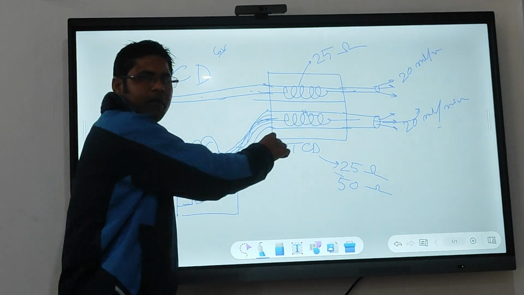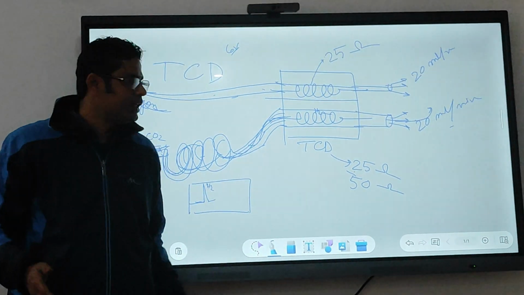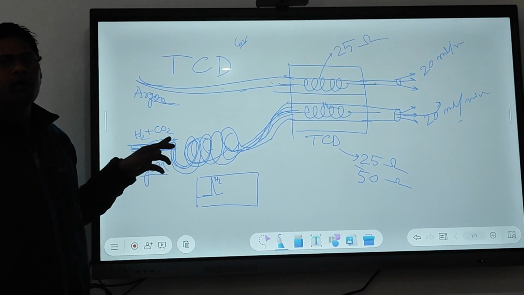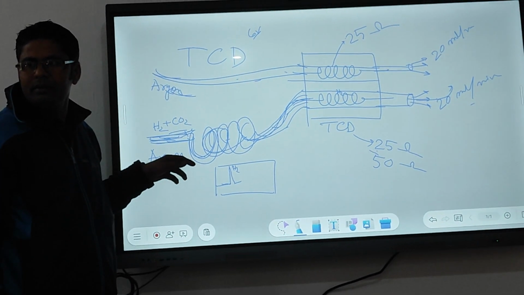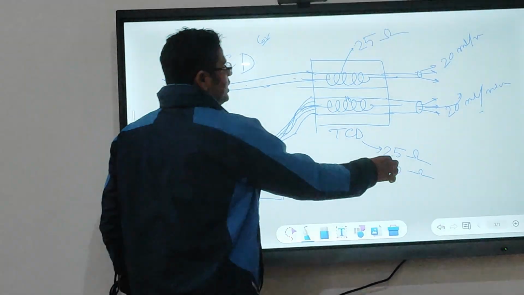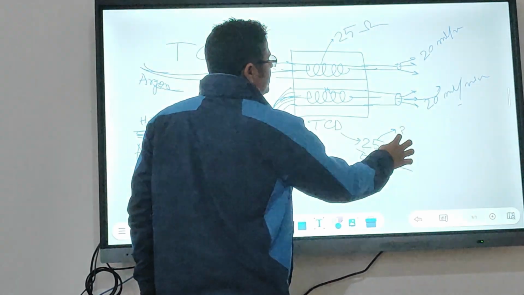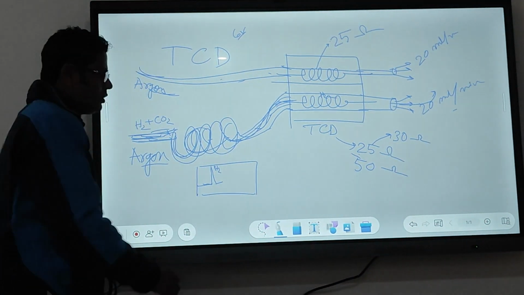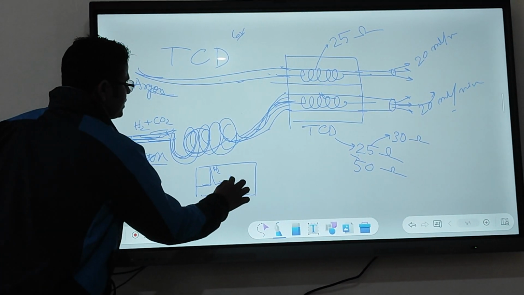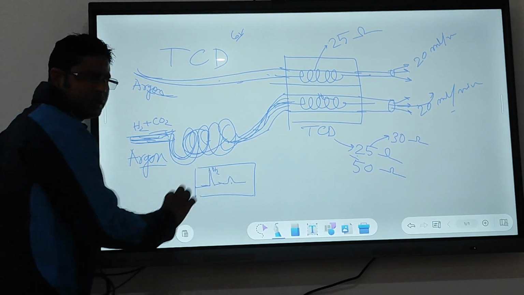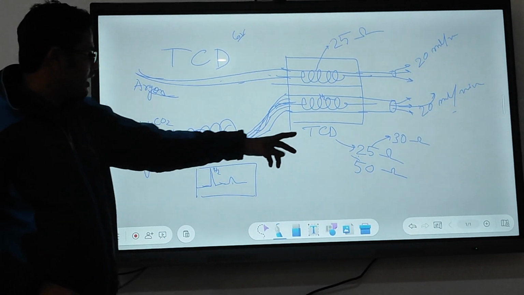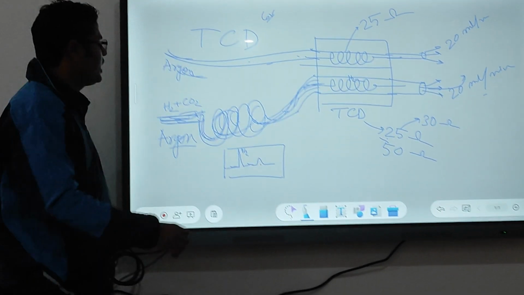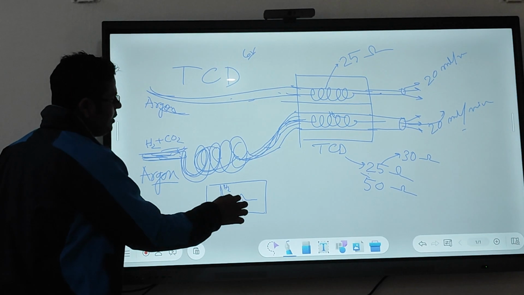move to this filament. Again, CO2 will disturb that filament because CO2's thermal conductivity is different than argon. Again, this value will change, maybe this time to 30 ohm, again a difference of 5 ohm. So it will again increase. This time the increment is very small because the change is very small compared to earlier components, so you will get a smaller peak than hydrogen.